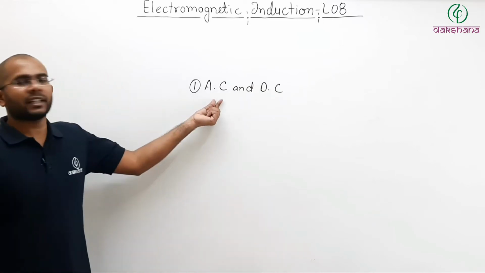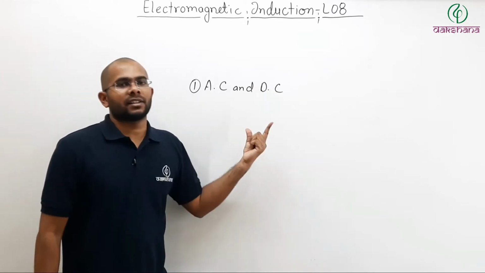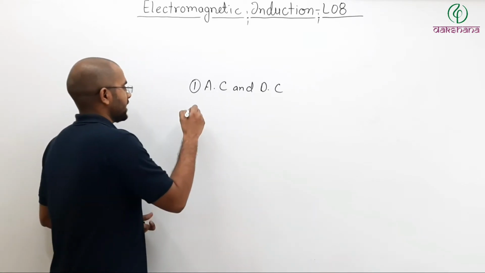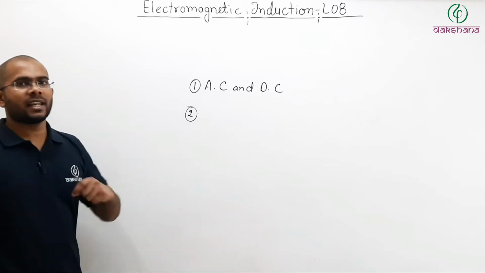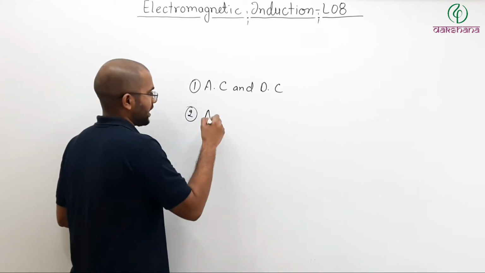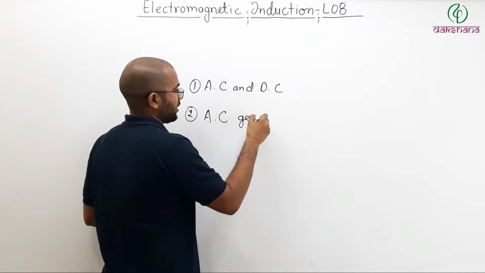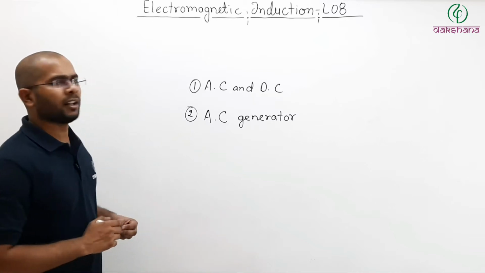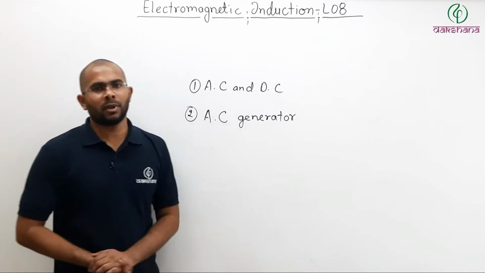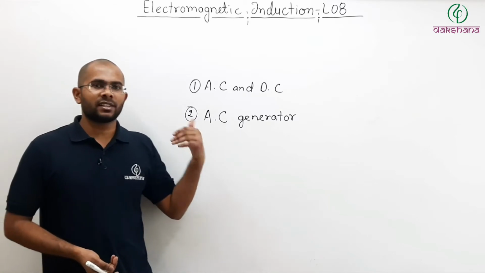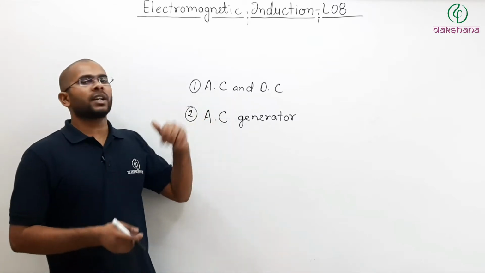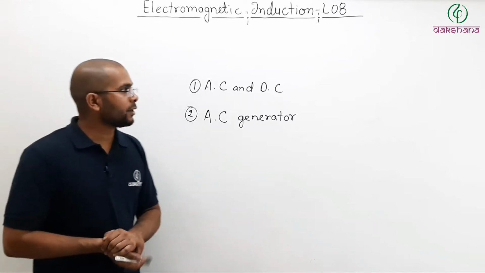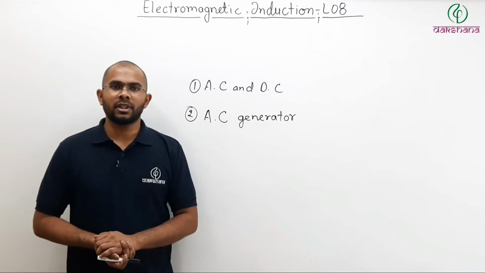AC is alternating current, DC is direct current. So first we will discuss what is the difference between AC and DC. And the second topic that we will discuss is the AC generator, that is, how do we generate AC current, which is sometimes also called the dynamo. That is no problem. So second we will discuss the AC and DC generator. First we will discuss what is the difference between AC and DC current or voltage. Pause the video, note down, then we will start our discussion.